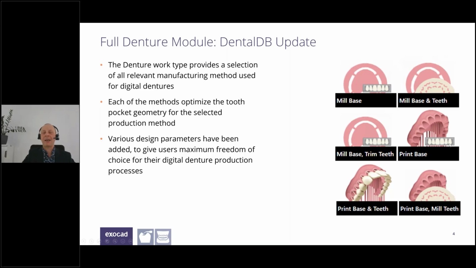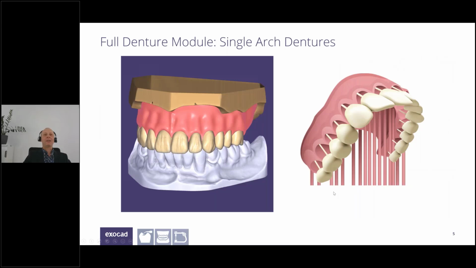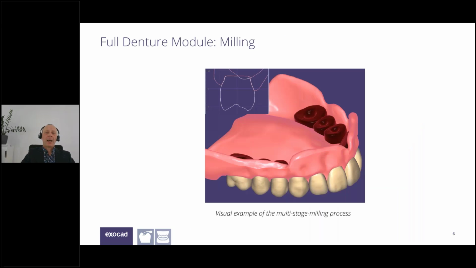You can print the base and use carded teeth. You can print both base and teeth, and you can print the base and mill the teeth. So all methods are available in our Plovdiv release in the default material configuration. Then you can produce so-called single arch dentures, which means one full denture for only one jaw. And you can, of course, mill it and print it and so on. And this is about different production methods.